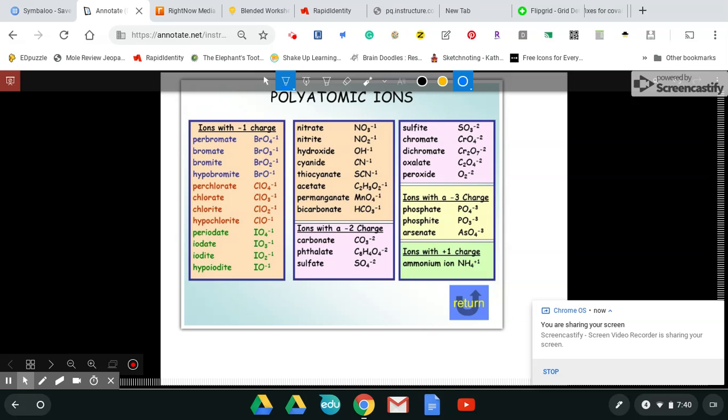So let's say I want to combine sodium, and we know that sodium has a charge of +1 because it's in the first column. And let's say I want to combine it with nitrate. Nitrate is NO3 -1. So remember, if my two charges are the same, meaning they cancel each other out, then I just write this as NaNO3.